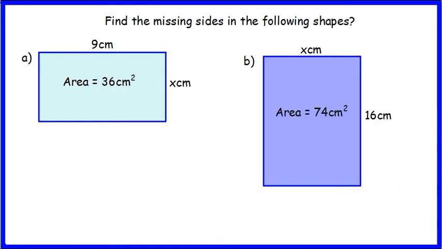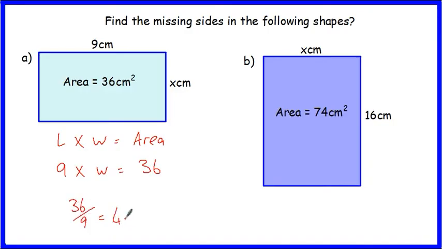Now, you could get asked this in reverse. So I know that length times width equals area, but sometimes you may be given one of them, not given this, but given the area. Now, to get this answer, it would be 36 divided by 9. So 36 divided by 9 is 4, and that would just be 4 centimeters.